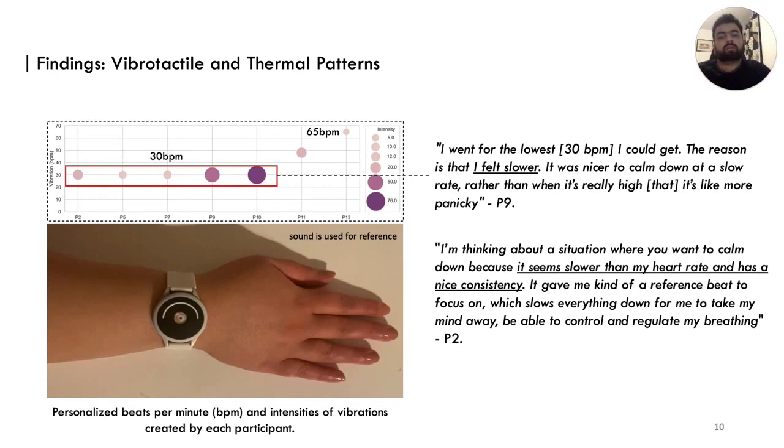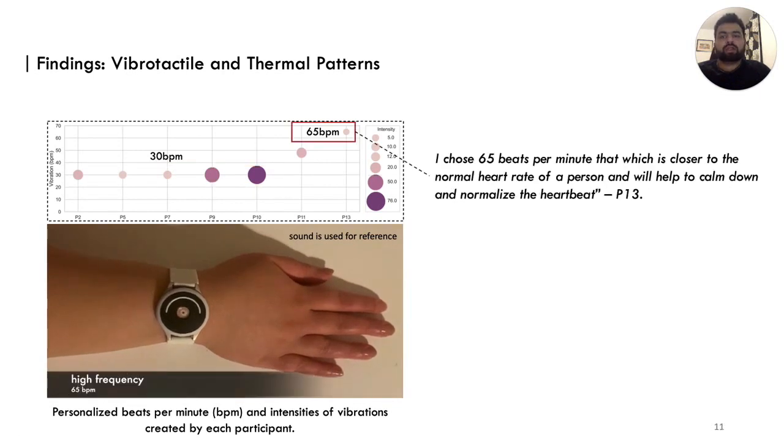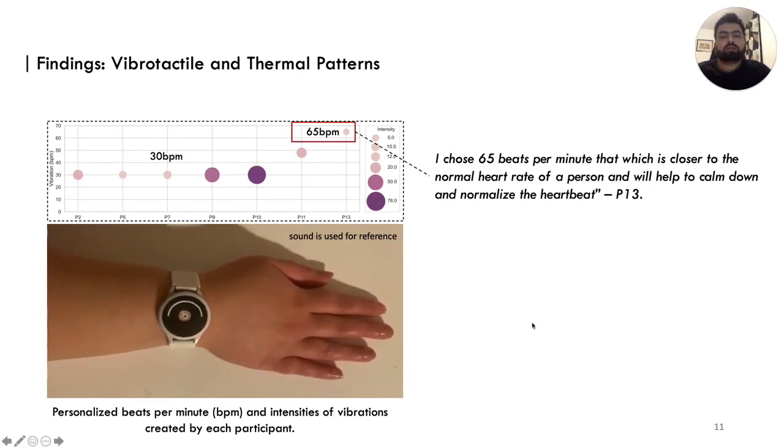Participant 9, for example, mentions, I went to the lowest 30 beats per minute I could get. The reason is that I felt slower. It was necessary to calm down at a slow rate. Similarly, participant 13 created a 65 beats per minute frequency, associating the vibrations with her heartbeat.